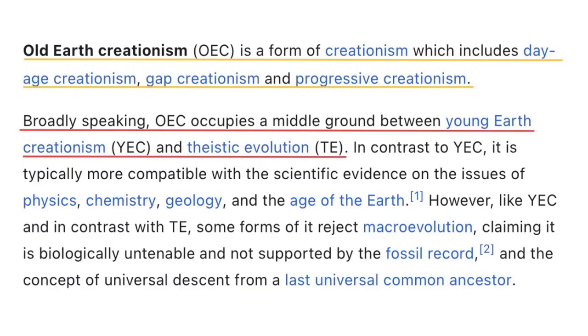Old Earth creationism is a form of creationism which includes day-age creationism, gap creationism, and progressive creationism. Broadly speaking, Old Earth creationism occupies a middle ground between young Earth creationism and theistic evolution. So this is basically what an Old Earth is, and I have more videos that explain the concepts of an Old Earth if you check out my playlist titled Old Earth Creationism.